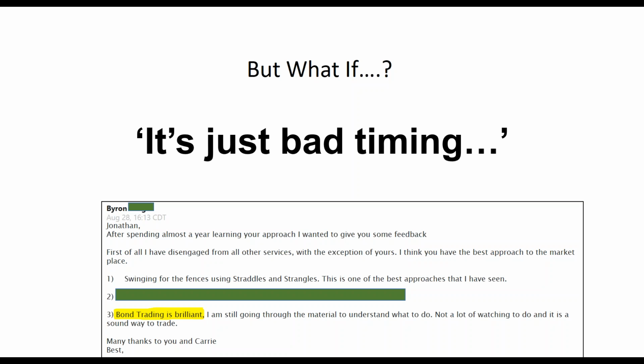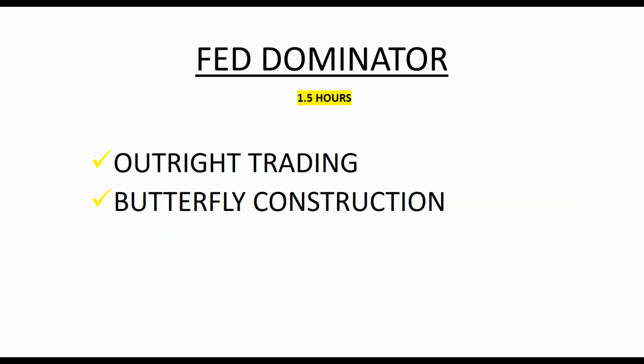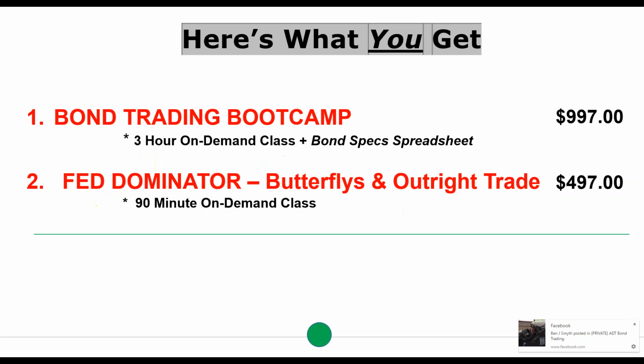Okay? So let me get into part 2 of this offer so you guys can see everything. Part 2 is a 90-minute program that we call Fed Dominator, okay? Fed Dominator teaches you all about butterfly construction. It teaches you how to build the charts and teaches you all about the outright trading. This used to be a separate product, but we coupled it together, okay? So you get everything. You get the 3 hours of Bond Bootcamp, and you get the 90 minutes of Fed Dominator, okay?